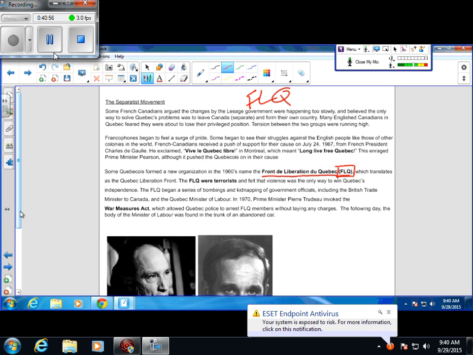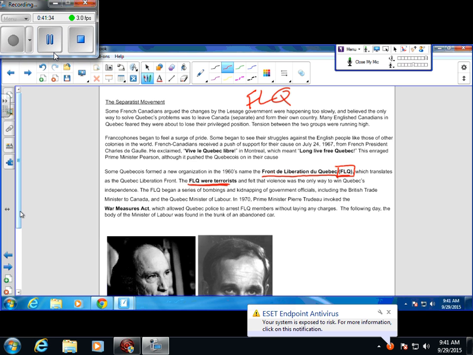So what happened was the FLQ, which is a French terrorist separatist group, started to bomb and place explosives around the city of Montreal. Like I said, they were a terrorist group using a lot of violence as their tactic in order to get their way to independence. They set up bombs and explosives around Montreal.